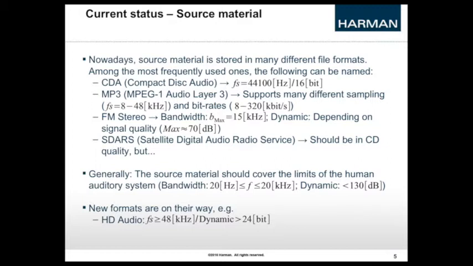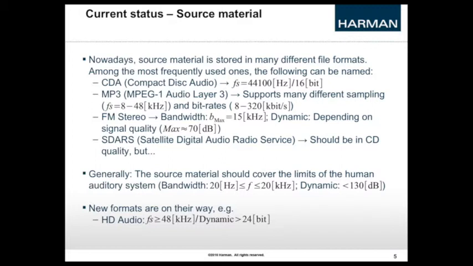So generally, the source material should always cover, and this also accounts for the whole audio chain, the limitations of our hearing system. So we also have to know the limits of our hearing system. I do not go into detail of all the different aspects of our hearing system, but the main prominent ones are definitely the spectral range. This means the bandwidth as well as the dynamic.